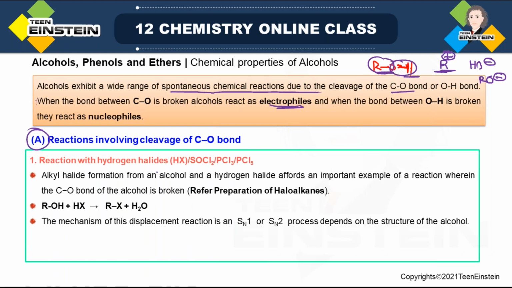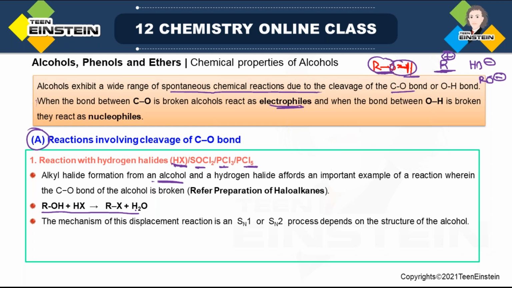Reaction with hydrogen halides, that is in general you can write the formula HX. The same type of reaction is also possible with thionyl chloride, PCl3, PCl5, but here mainly we have written the reaction with hydrogen halide, that is HX. Alkyl halide formation from an alcohol. This reaction you can consider, in its general form, as a preparation method of alkyl halide starting from alcohol.